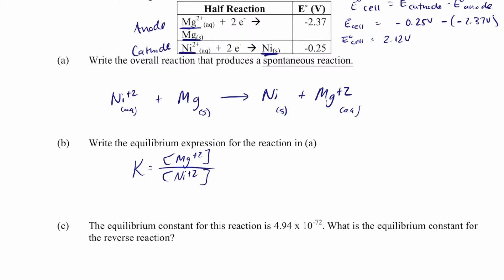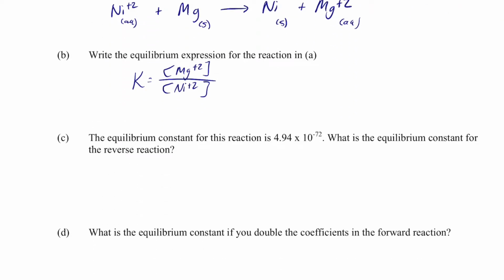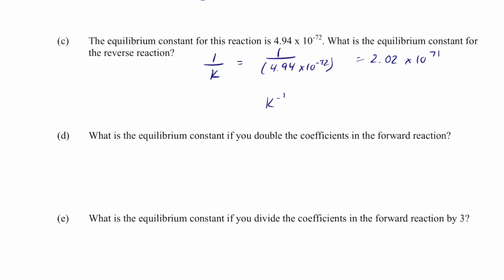Okay. The equilibrium constant for this reaction is 4.94 times 10 to the minus 72nd. What's it for the reverse reaction? That would be 1 over K, which equals 1 divided by 4.94 times 10 to the minus 72, which is 2.02 times 10 to the 71st. You could have also done K to the minus 1 power. That's how you get a reciprocal.